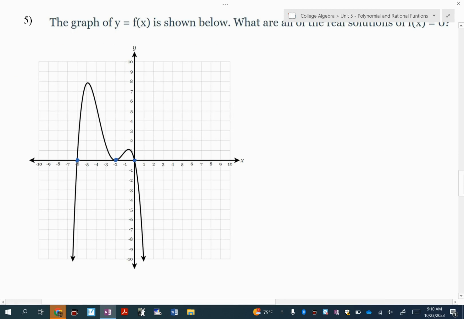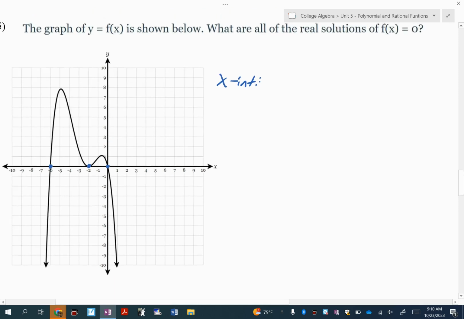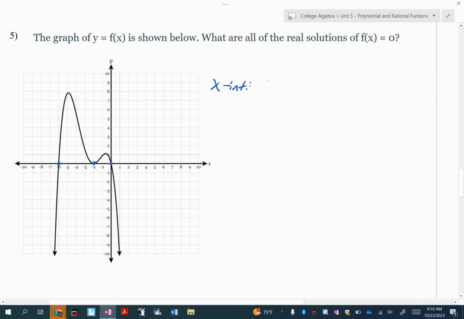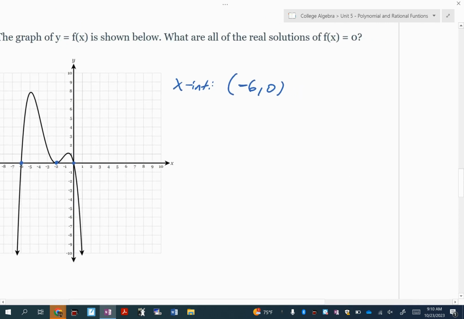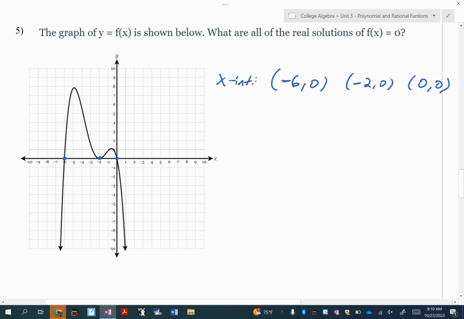So I'm going to write down the x-intercepts. And you can write down x equals these numbers. You can write down ordered pairs like I do. I don't care. It's your choice. So negative 6, 0, and then negative 2, 0, and 0, 0. All right, and this is it. This is the answer. That's all I needed you to write.